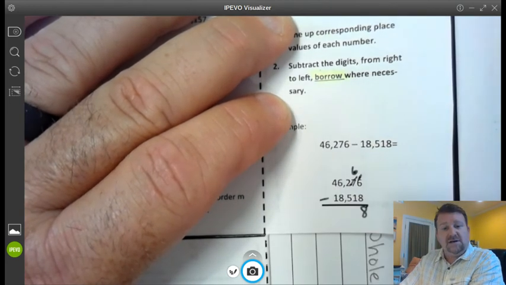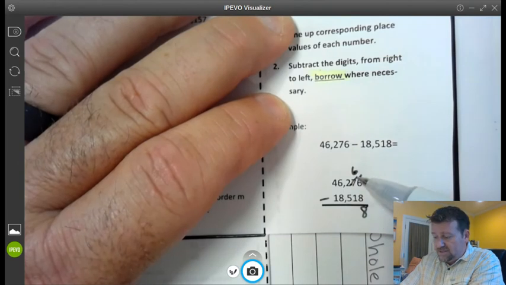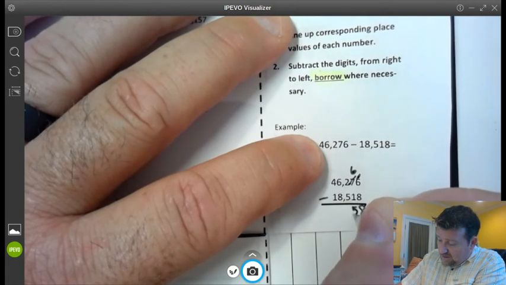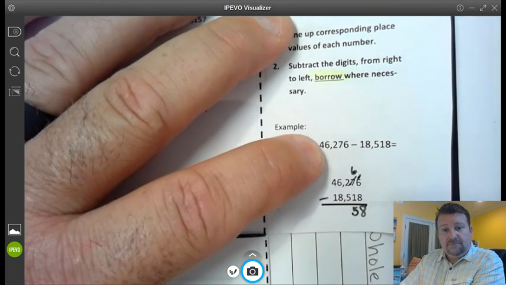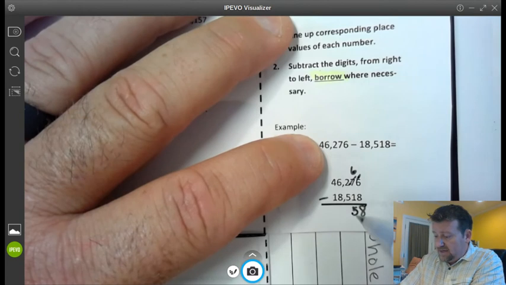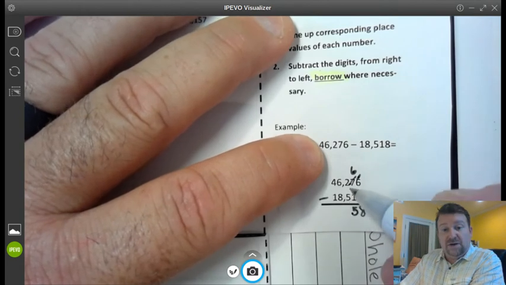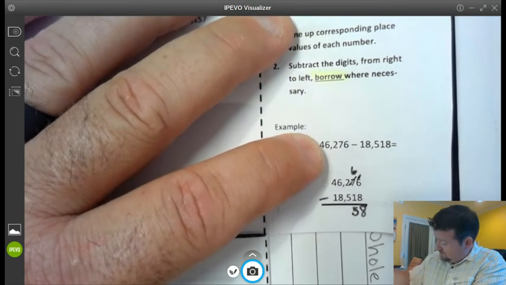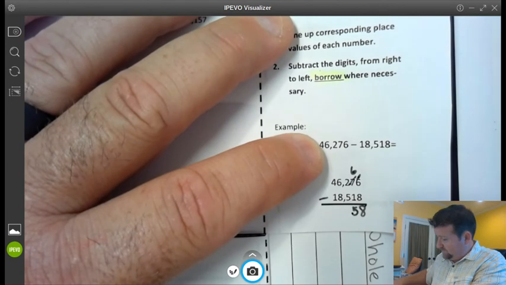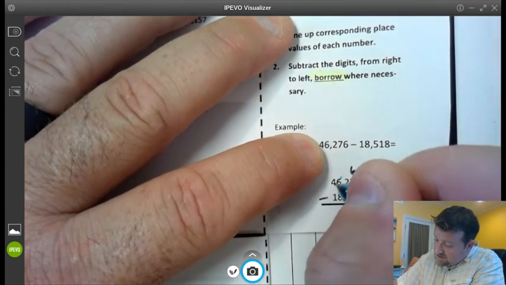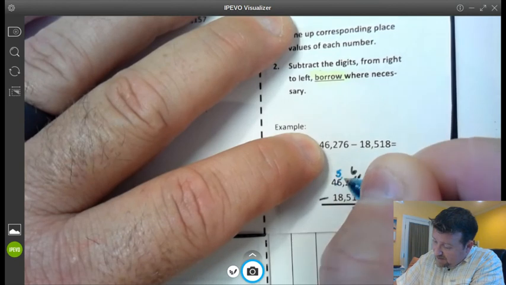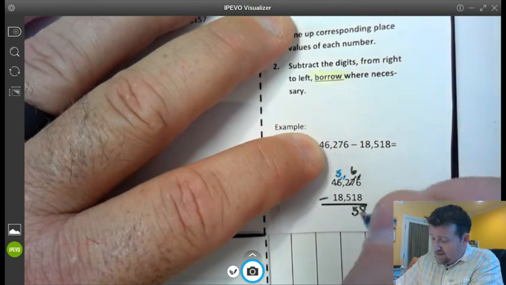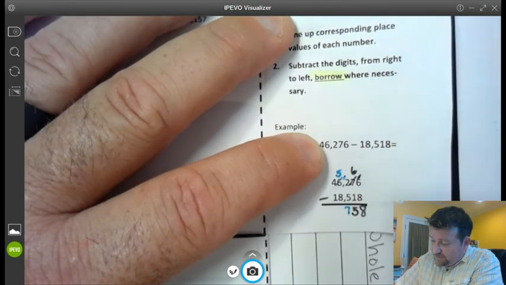And then I ask myself, can I take 1 away from 6? The answer to that is yes. So we're going to do that, and we get 5. Now we go to the next place value, the hundreds. Can I take 5 hundreds away from 2 hundreds? The answer is no, I can't possibly do that. So I'm going to borrow from the 6, make that a 5, and carry that 1 over. So now I have 12 minus 5, which is 7.